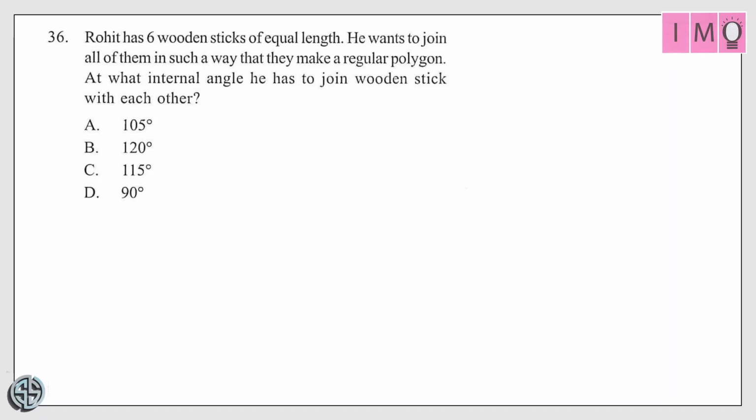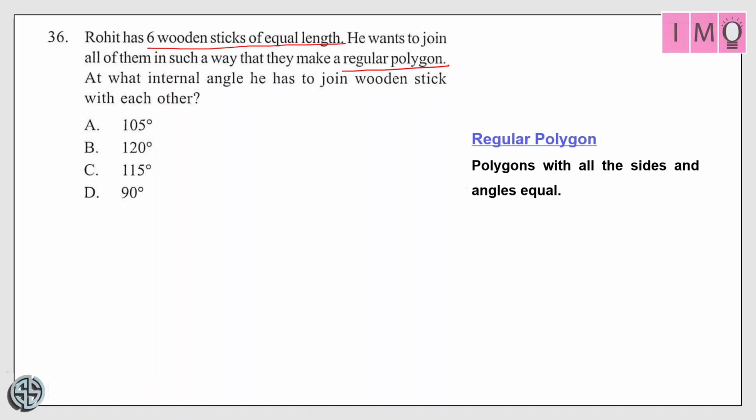Now here in this question it is said, Rohit has 6 wooden sticks of equal length. He wants to join all of them in such a way that they make a regular polygon. At what internal angle does he have to join the wooden sticks with each other? So first of all, there is a word, a regular polygon, right? And if he has 6 wooden sticks of equal length, so definitely it is going to make a regular hexagon, because in a hexagon there are 6 sides. In a pentagon there are 5. So in a hexagon there will be 6 sides.